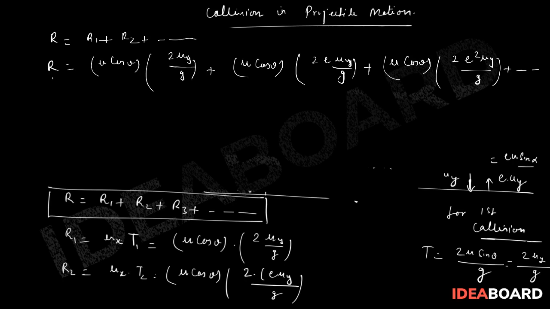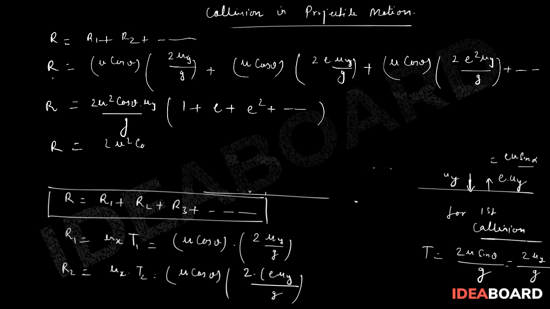and so on. Correct? So what I can observe here is that I can take u cos theta into 2 into uy by g common, and this will be 1 plus e plus e square and so on up to infinity, right? So this is going to be 2u square cos theta sin theta by g, times the series.